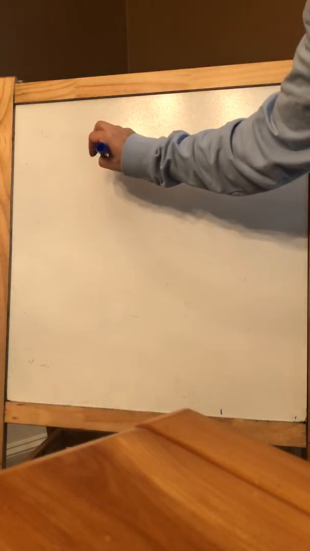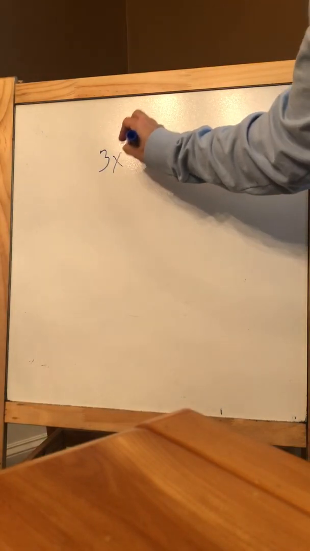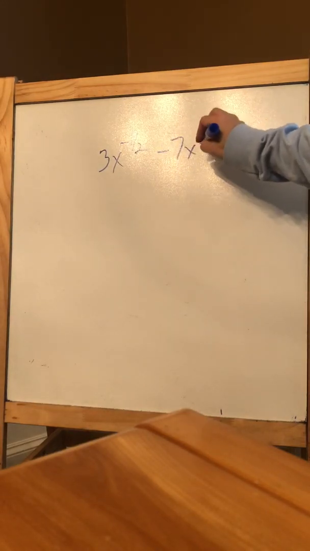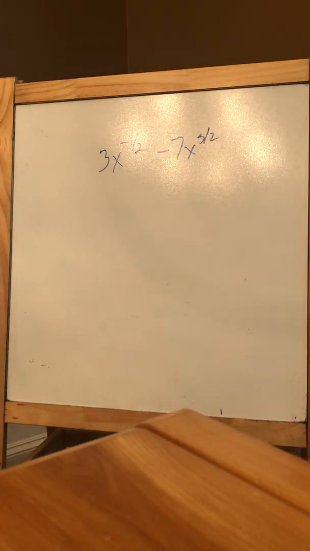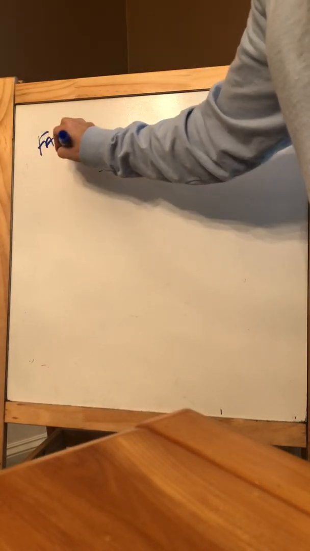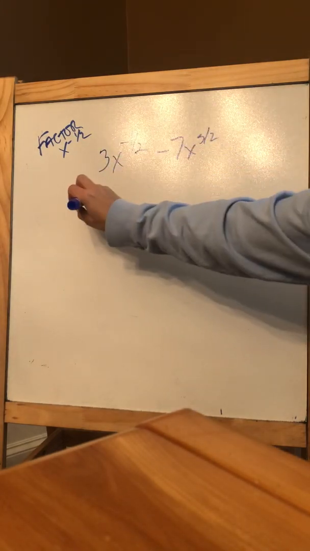So we have 3x to the -1/2. Okay. Minus 7x to the 5/2. And it says factor x to the -1/2 from that. We're factoring x to the -1/2. Okay, so what we're doing is we're pulling out x to the -1/2 from this. Okay, so let's just pull that out.